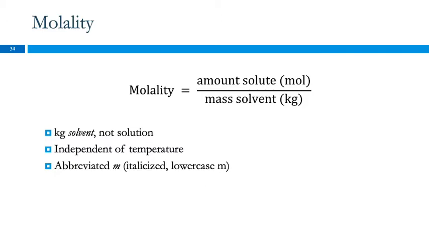But we do have to use it when we're looking at temperature changes, and so we do have to acknowledge its existence. The abbreviation for it is a lowercase italicized m, not to be confused with a non-italicized lowercase m, which is the meter, right? So molarity is a capital M, molality is a lowercase m. Not confusing at all, right? Yeah, it is.